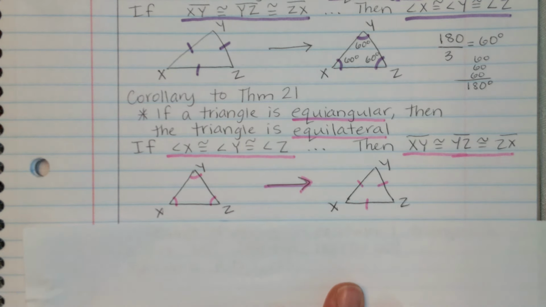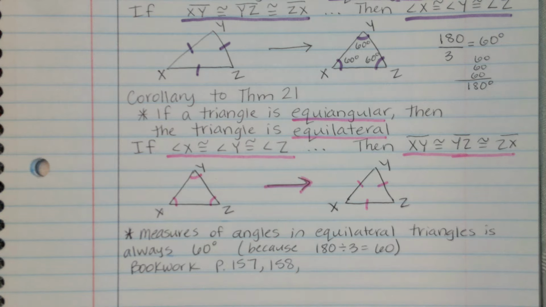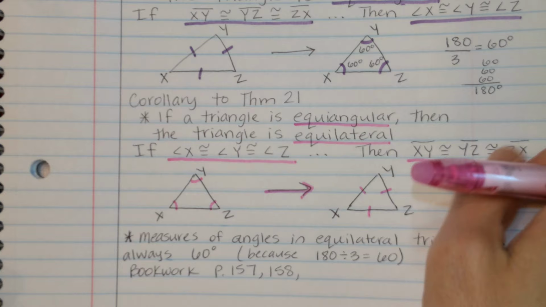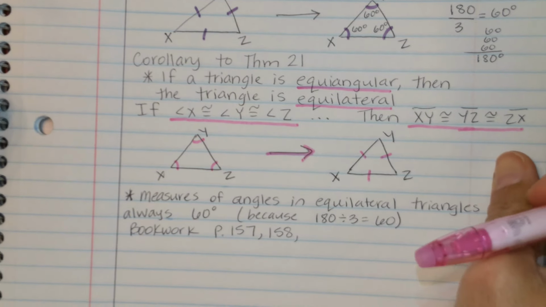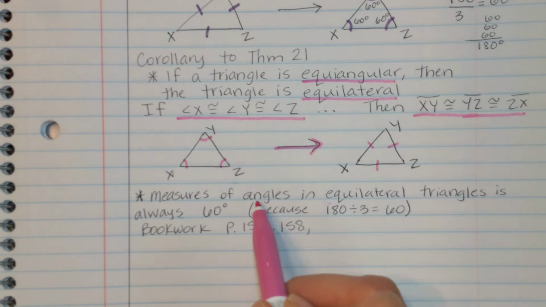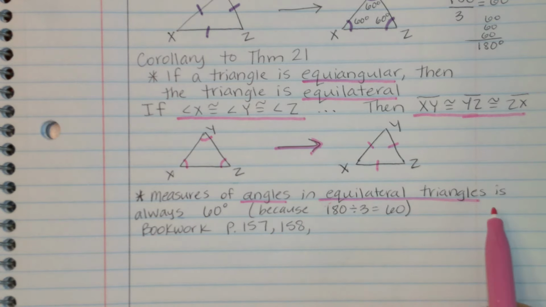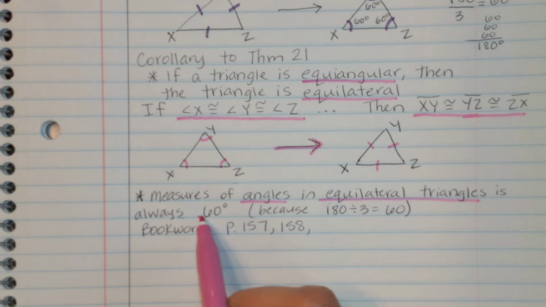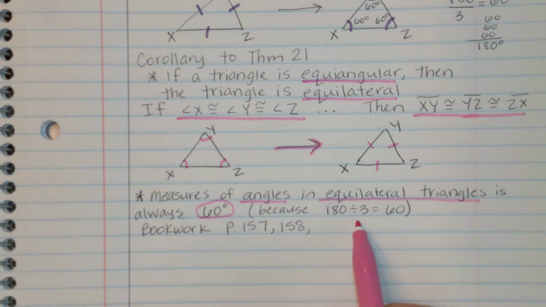Okay. So we'll do some examples in the book, and I will help you with alex.com because it's always helpful to have a help video. So this is just the one last thing I wanted you guys to write down. I kind of explained it up above, but it helps to see it again. The measures of the angles in equilateral triangles is always 60 degrees because 180 divided by 3 is 60. Okay. So just remember that that's why.